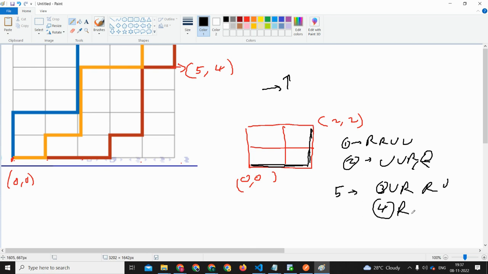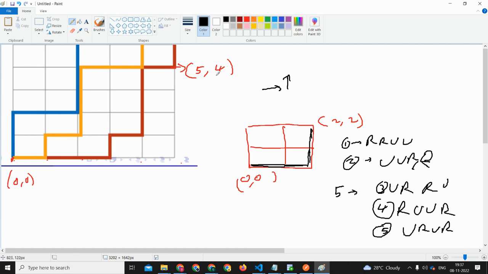One can be right, up, right. And what was the last one which I calculated? It was the fifth one: up, right, up, right. You can go like this also. So this is a smaller one, just two cross two.